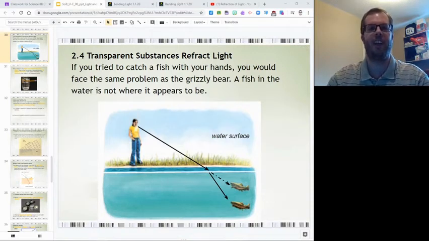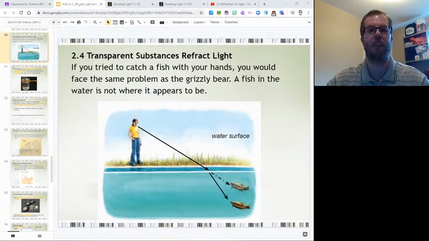Good morning, everybody. Today's topic is going to involve refraction of light and how transparent substances will refract light. Our main objectives today are to investigate how light is transmitted by different materials, and that means basically how light travels through different materials. And we're going to describe differences in optical properties of these different materials. Okay, and we're talking today specifically about refraction.